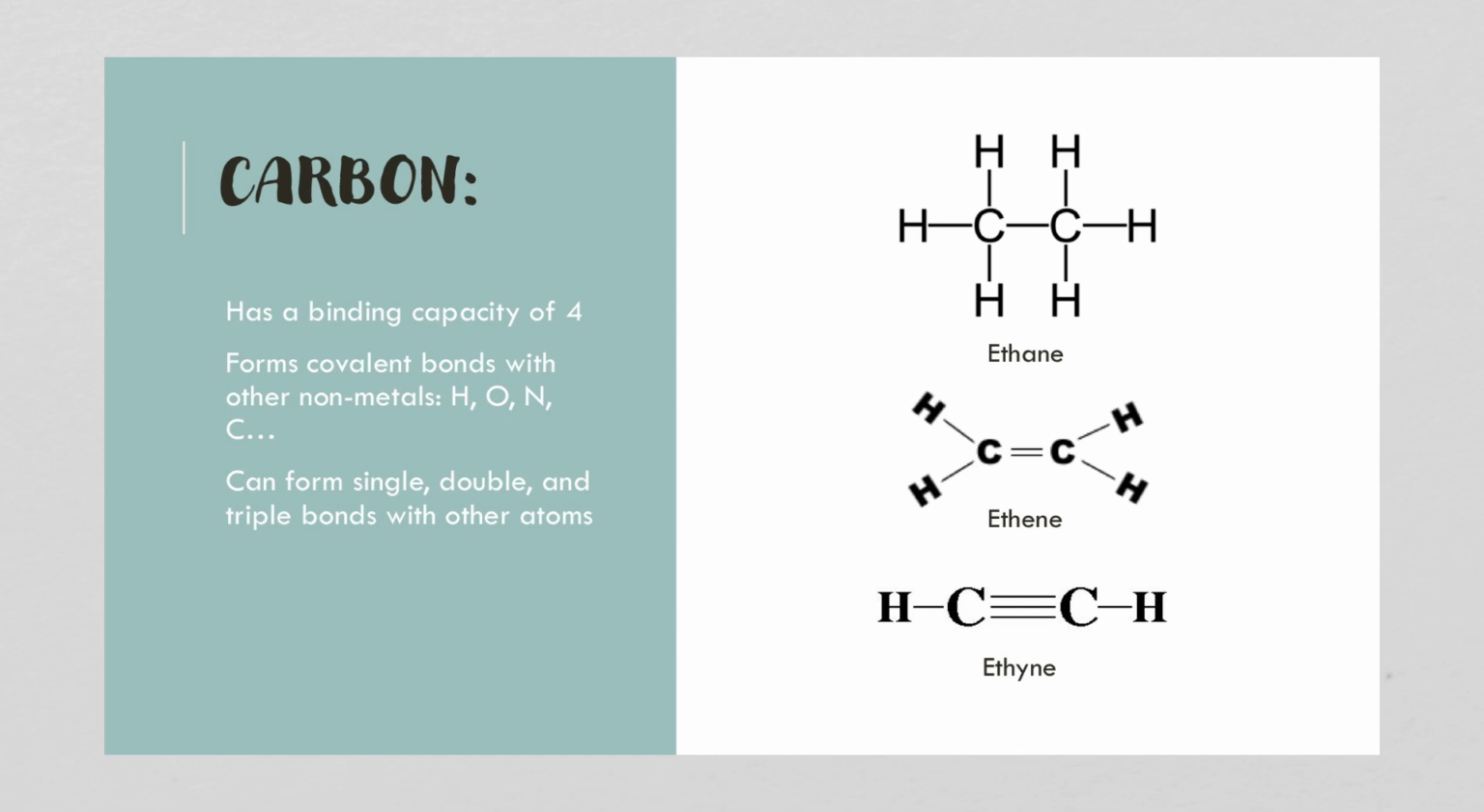So carbon has a binding capacity of 4. It can covalently bond with 4 other atoms because it has 4 valence electrons and is looking to fulfill the octet rule. It forms covalent bonds with other nonmetals, with itself, or hydrogen, oxygen, nitrogen; carbon, hydrogen, oxygen and nitrogen are the most common. Phosphorus and sulfur can be other ones as well. It can form single, double, and triple bonds with other atoms, so that gives some versatility to the molecules it can make as well.